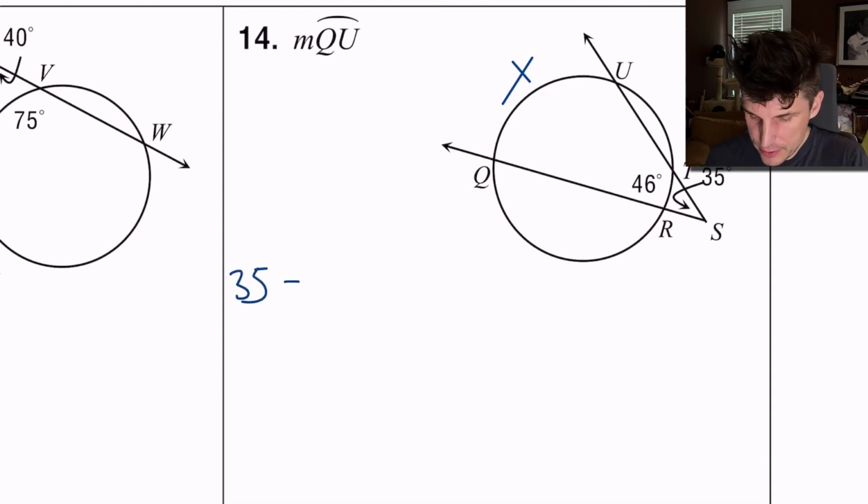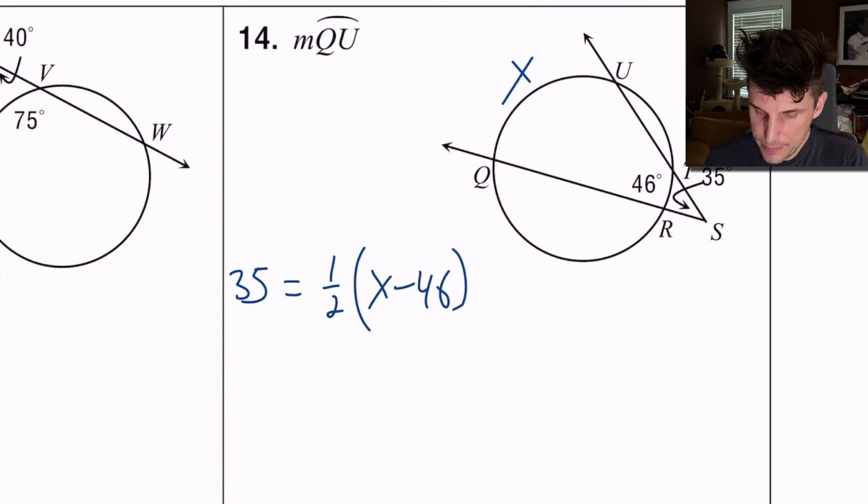35 is our angle, and that's going to equal half of the difference of X minus 46. Oh, I did a bad thing. I did not highlight the arcs. I told you to do that. I see them there. And they ask us distinctly for QU.